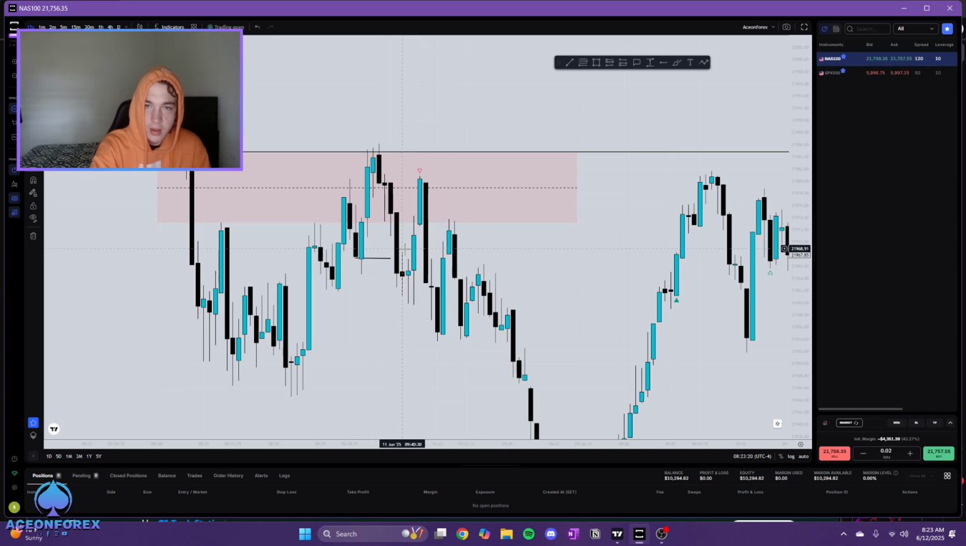This area is inefficient price. You can see we have a fair value gap right here, fair value gap right here, fair value gap right here. So this whole area right here, pay attention to the price chart over here. This whole price level was inefficient price.